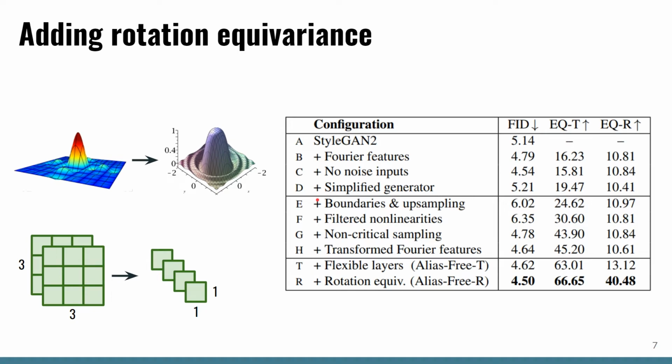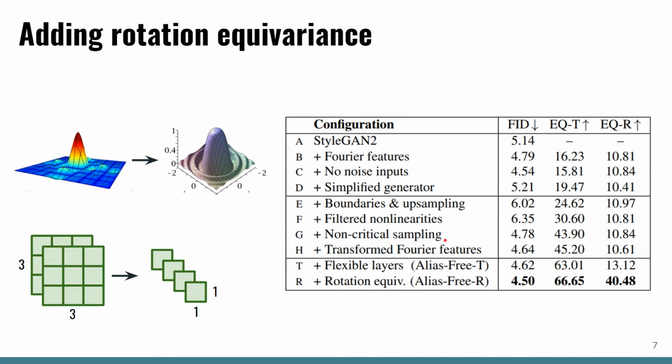And then they start introducing their signal processing improvement methods. So first thing, they change the boundaries, right, to avoid the boundary effects, and they modify the upsampling method. They lose a lot of FID by doing that, but that's okay. We're going to earn it back later. And the translation equivariance improves as a result. Then they also handled the filtered nonlinearities, also losing some quality and also improving the equivariance.